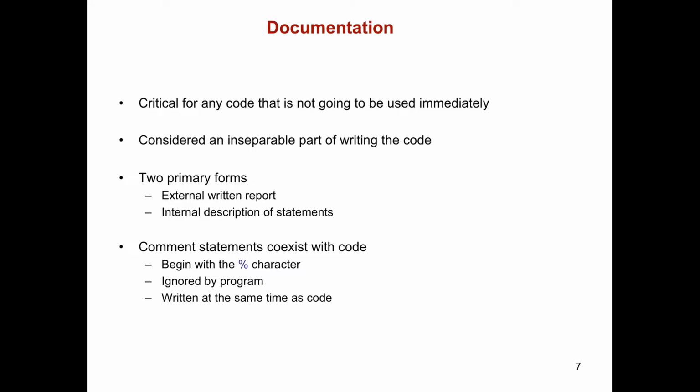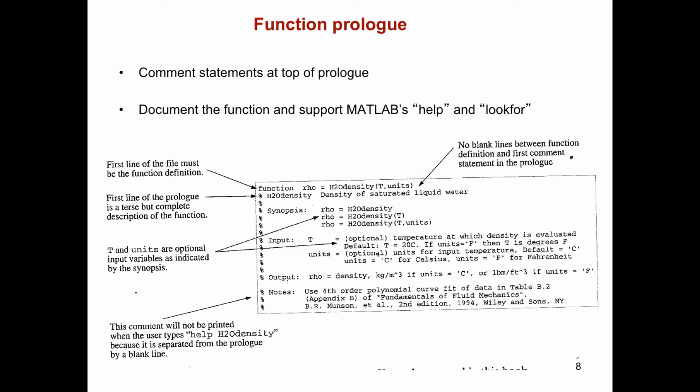And you want to provide documentation. So here's an example of documentation at the very beginning of the function. This part will print if you say help and the name of the function, in this case H2O density. This entire preamble will print out to the screen so you can easily see how to use the function. However, you can also use this notation here. Whatever you put after the percent sign will be treated as a comment, so as you read the code, it's good to put a lot of comments.